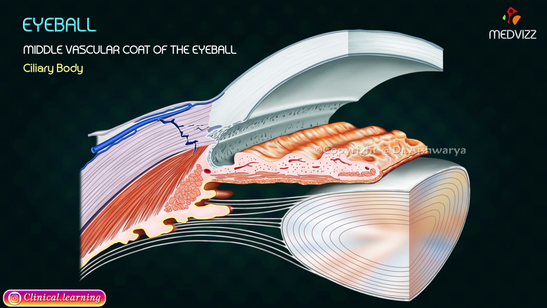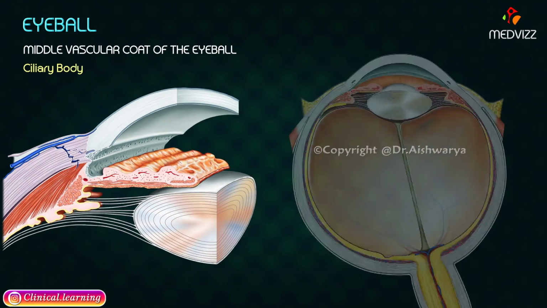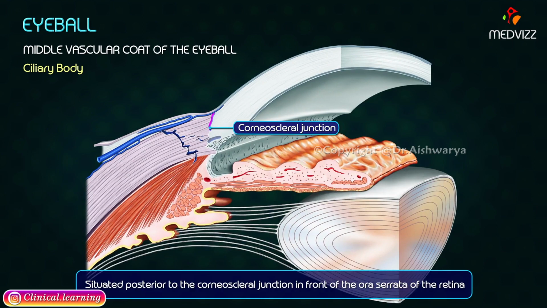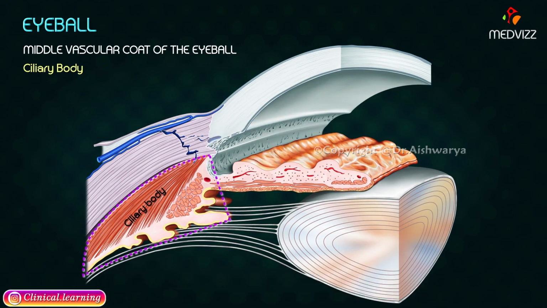Ciliary body. The ciliary body is a thickening in the vascular tunic. It is continuous with the choroid behind and the iris in front. It is situated posterior to the corneoscleral junction in front of the ora serrata of the retina. The ciliary body suspends the lens via suspensory ligaments.